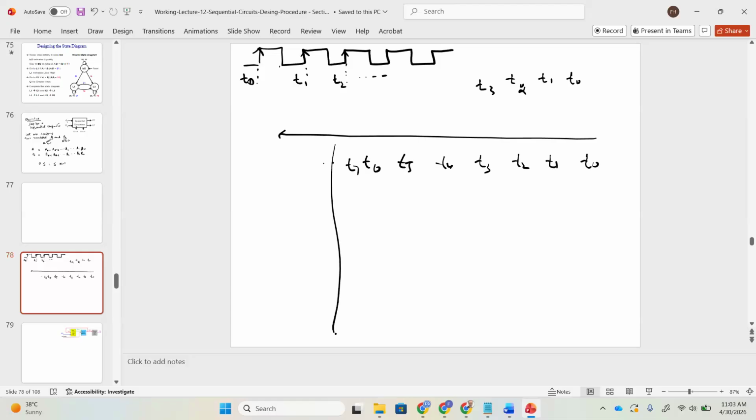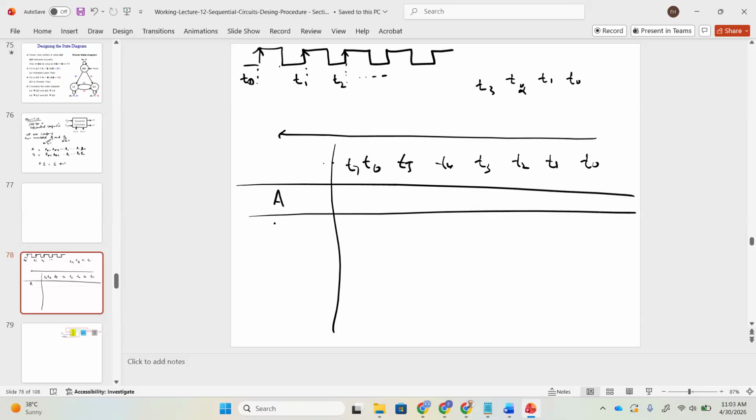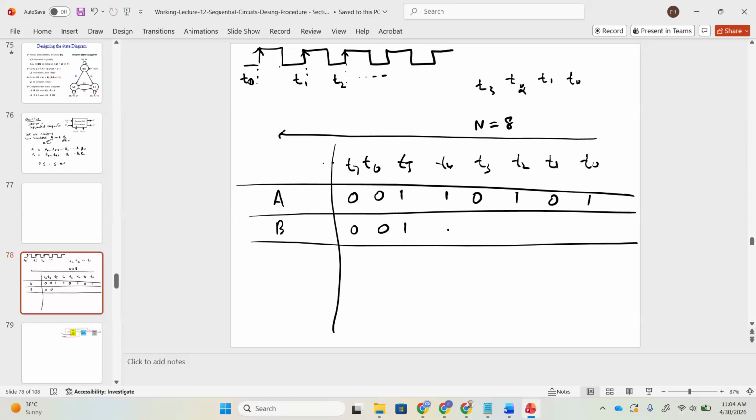Let's assume we are comparing two quantities, A and B, and let's assume n is equal to 8. Suppose A is 0 0 1 1 0 1 0 1 and B is also 0 0 1 1 0 1 0 1. For this example, are these quantities equal or not? Yes. So in this case, EQ will be 1, LT will be 0, and GT will be 0. Got it or not got it?